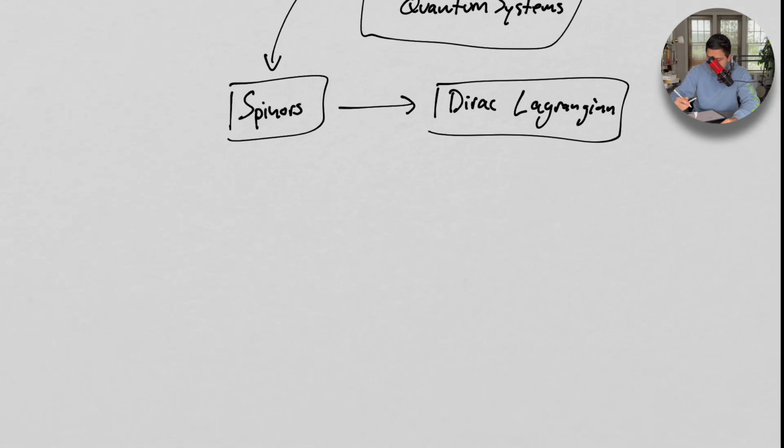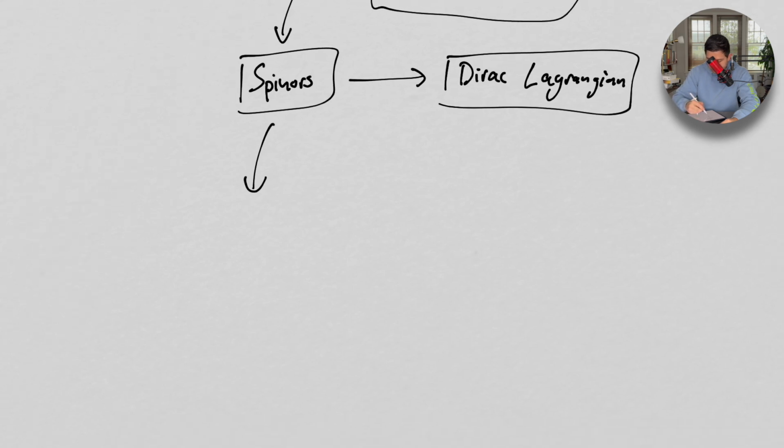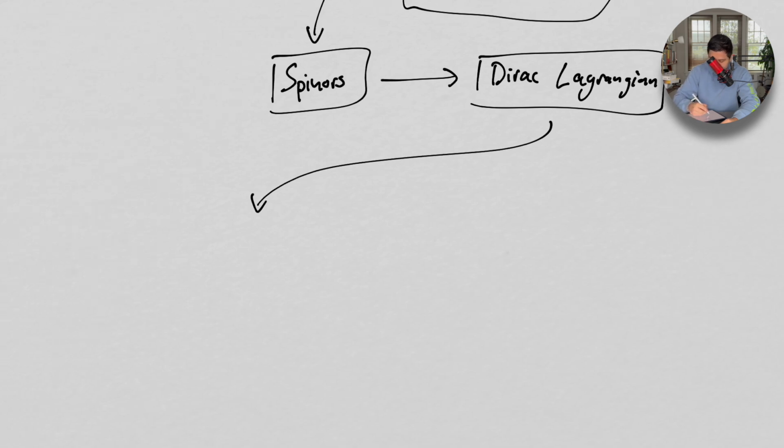And then from there, this is typically how the workflow of this goes. From spinors, then we talk about, actually, after the Dirac Lagrangian, a full analysis of that, which is probably going to take a bunch of videos. Then we go to the Proca Lagrangian, with vector fields.